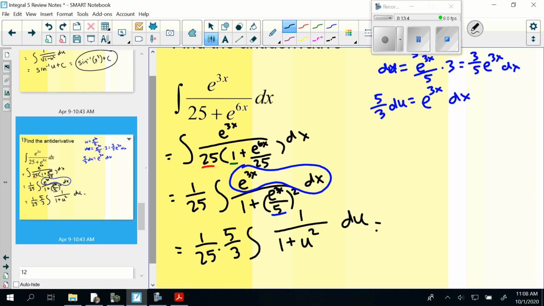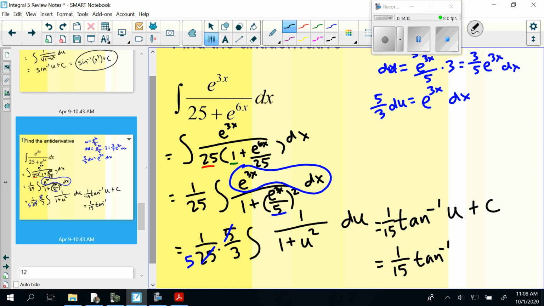And so what we've got here is inverse tangent for our antiderivative. So this is inverse tangent of u. Also, we've got this constant over here. It looks like 5 goes in here 5 times, so on top, we'd have a 1 over 15. And then plus some possible constant. So final answer, 1 over 15 times the inverse tangent. Make our substitution back in here. So e to the 3x over 5 plus c.